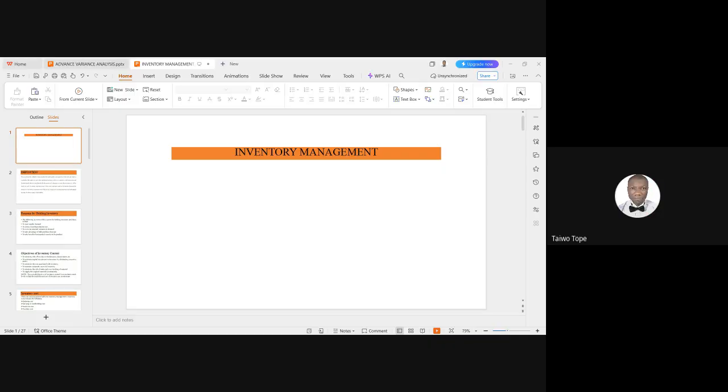So in our last class, we commenced a new topic known as working capital management. In that class, we described working capital as the difference between current assets and current liabilities.